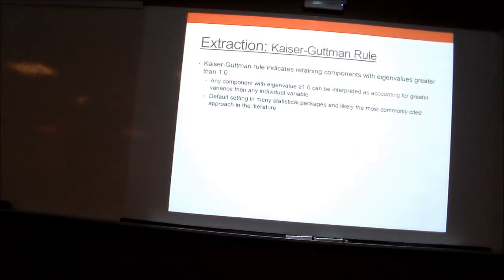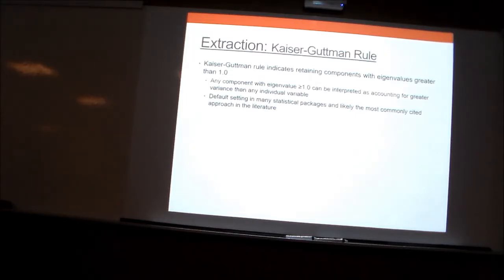This is the most common technique that people will use. I'll tell you right now, spoiler alert, it's horrible. You should never base your solution on Kaiser-Guttman. Kaiser-Guttman recommends retaining components with eigenvalues greater than 1. The logic isn't bad: a component with an eigenvalue greater than 1 is interpreted as accounting for more variance than can be attributable to any single variable.